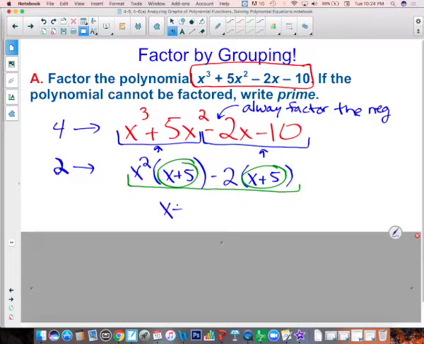Okay, x plus 5, because that's my greatest common factor, that goes out front, just like we did the x squared there and the negative 2 there. So the x plus 5 is out front, and then when we take that out of each of the terms, we have x squared minus 2.